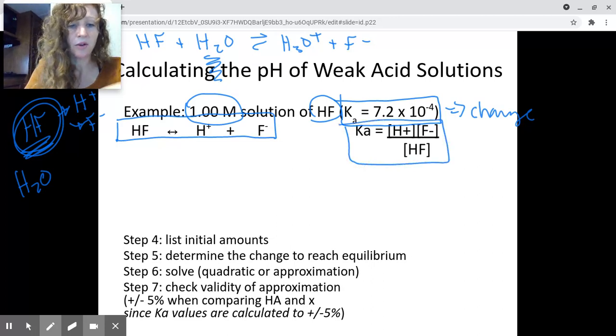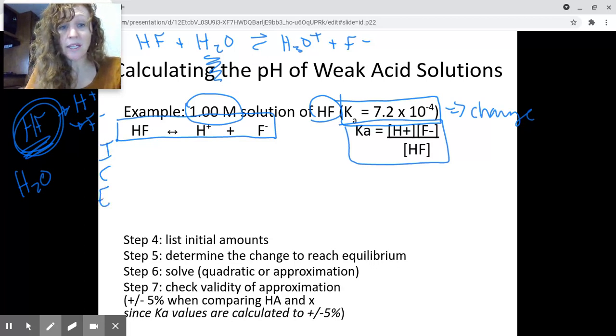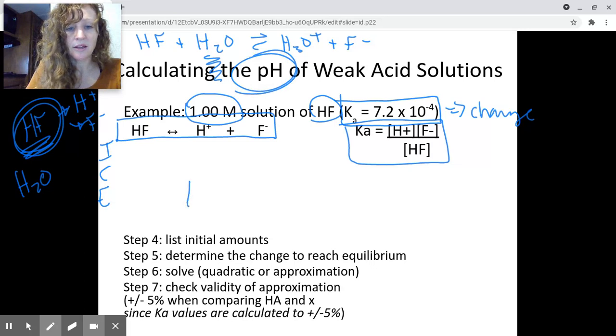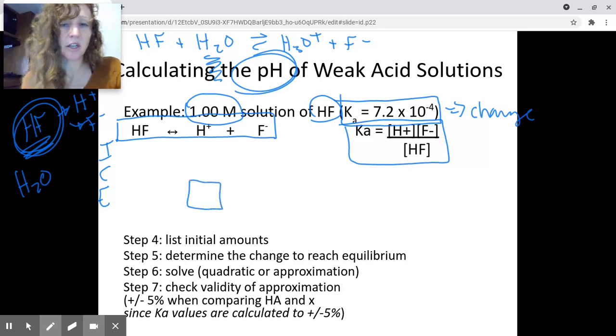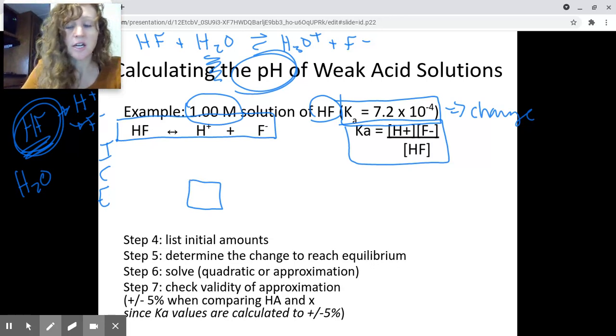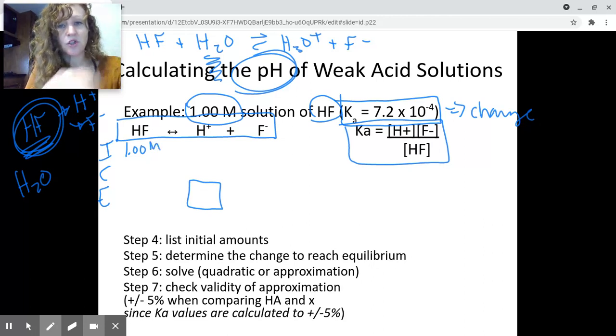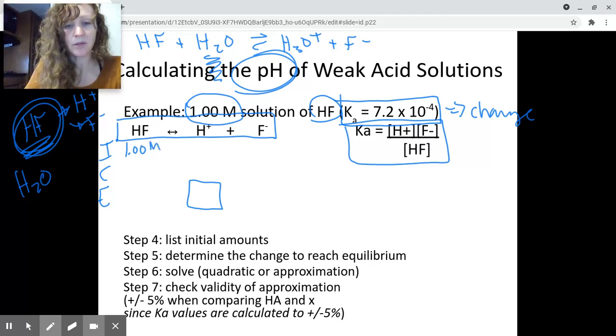Okay, so now we fill in our ICE chart. What we need in order to calculate pH is the equilibrium position of H+, which we don't have, so we need the ICE chart. All right, they tell us 1.00 molar solution initially. We're assuming this is before the reaction happens, so I have none of the ions.